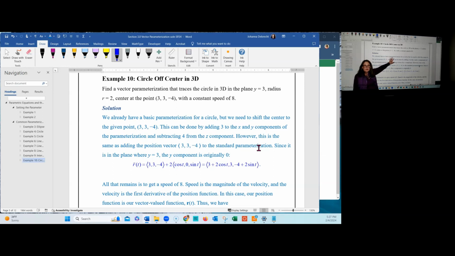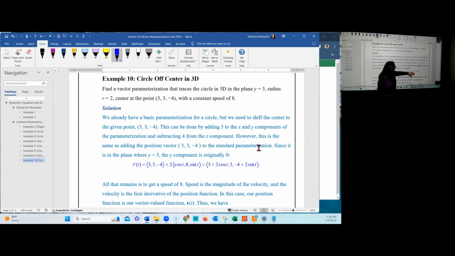We have a basic parameterization for a circle. x equals r cosine t, y equals r sine t. But we need to shift the center to the given point (3, 3, -4). That means we need to add 3 to the x component. So that would give us 3 plus 2 cosine of t, because the radius is 2. And we need to add 3 to the y component, which would be 3 plus 2 sine of t.